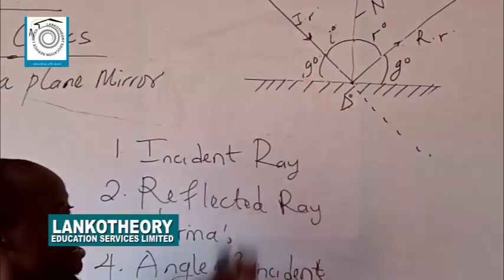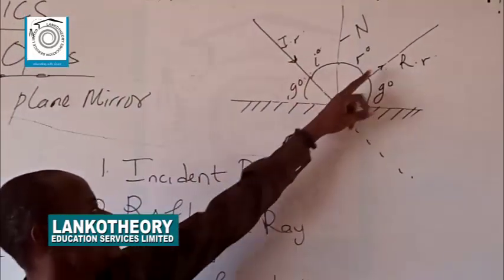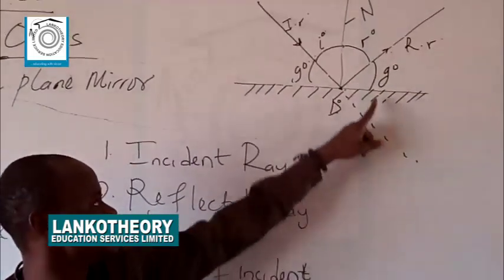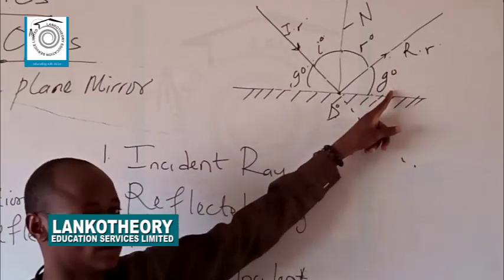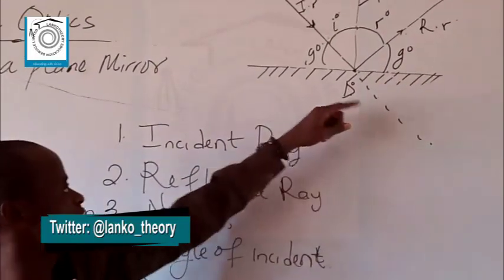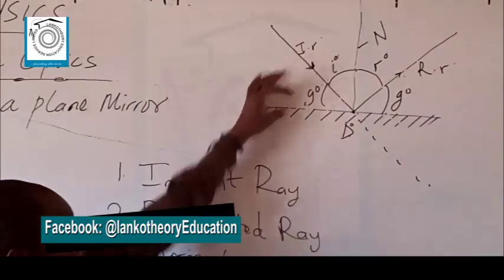As you can see in the diagram, you can define it as the angle between the incident ray or reflected ray and the surface. So this is the surface of the mirror. The angle between the surface and the reflected ray, we call the angle of glance. It's the same thing. You can also define it as the angle between the incident ray and the surface, and that is what you refer to as the angle of glance.